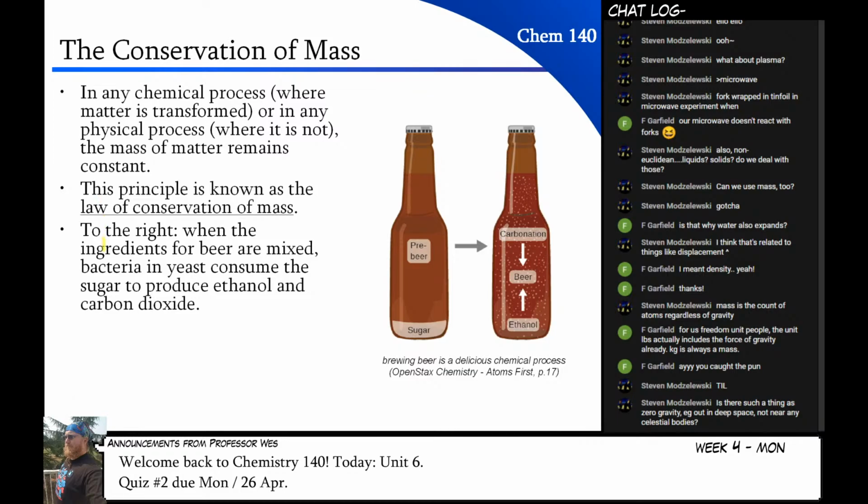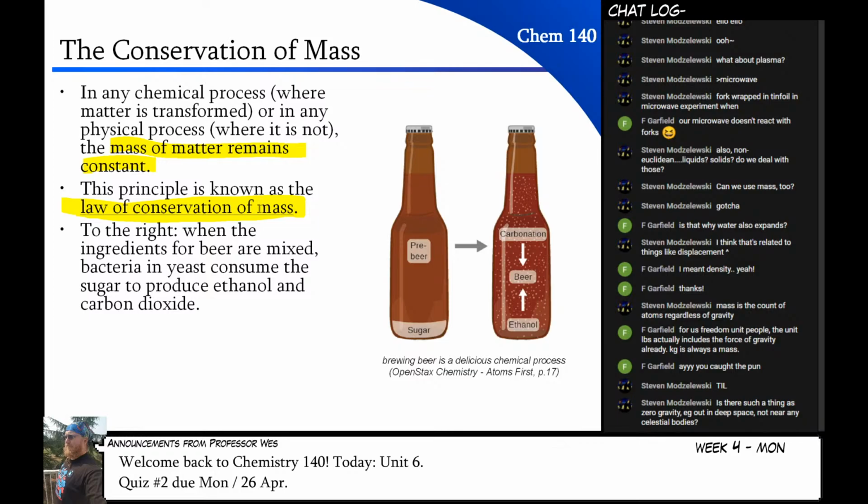Now, if each of those pieces was, say, an atom, and all of the atoms are accounted for, the amount of matter that you have in your reaction or process is going to be constant. And this is called the law of conservation of mass. And it's very easy to see this in principle. Just take any bottle that you're going to put a reaction in and seal it shut.